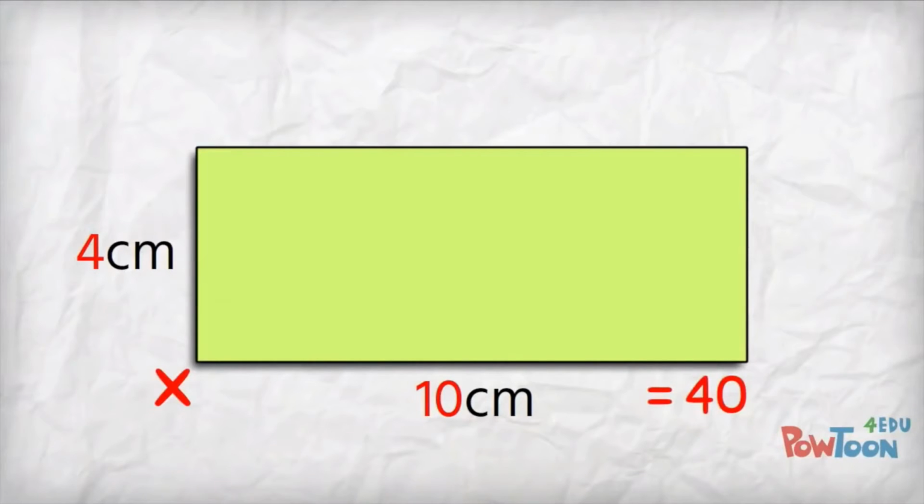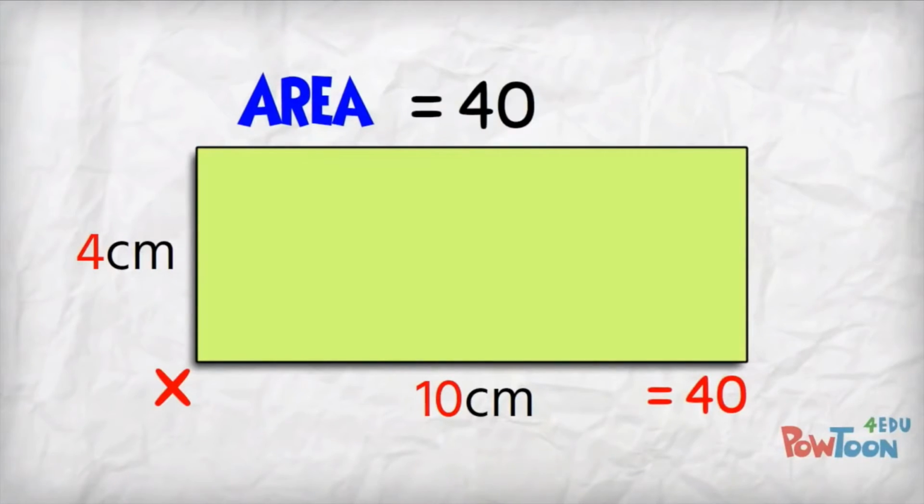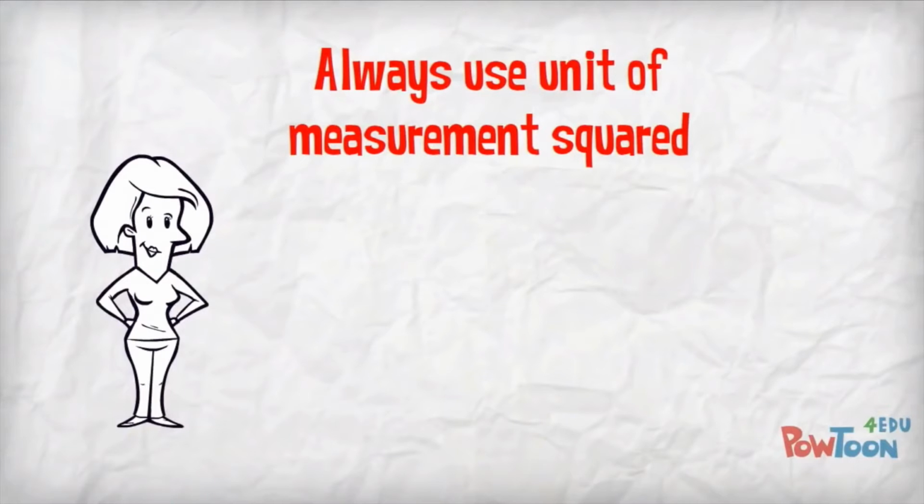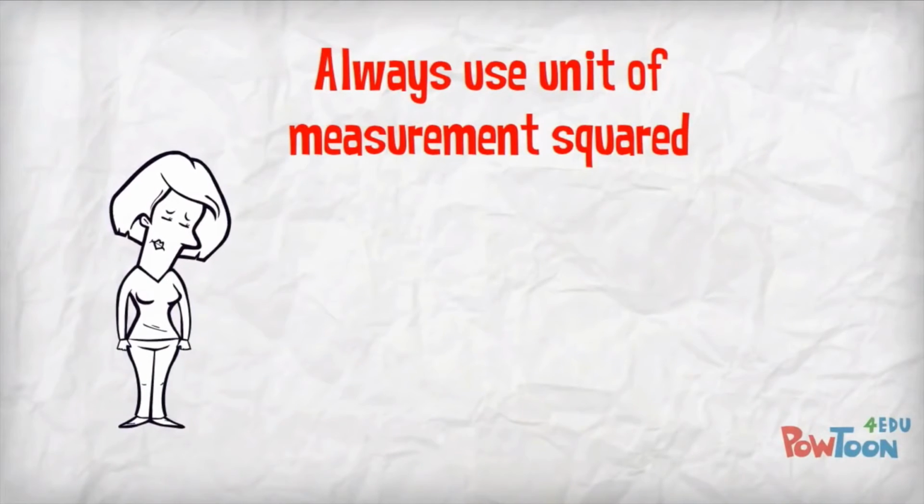Here's one last rectangle. The length is 10 centimeters and the width is 4 centimeters. Area is length times width, so 10 times 4 is 40. The area is 40 centimeters squared. Always use that unit of measurement squared in your answer. If you forget to, you will lose marks.